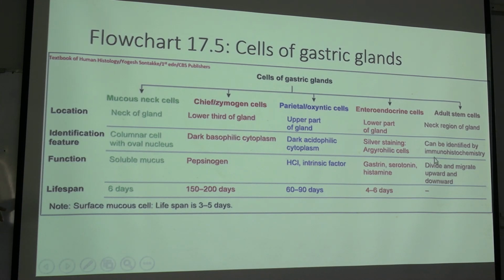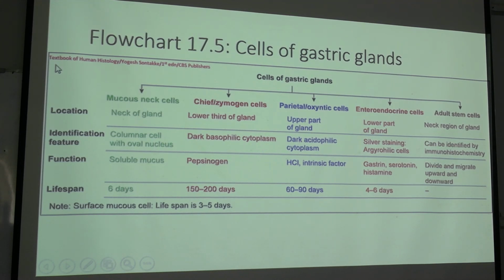So these particular stem cells divide and replace these high turnover cells. The surface mucosal cells are the quickest turnover cells, replaced in nearly 72 hours. So every 72 hours we get a new set of cells secreting mucus in these regions because of the environment present in it.